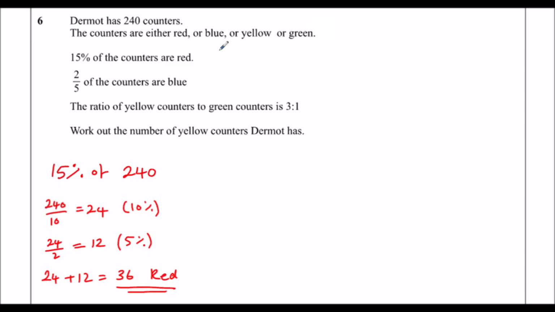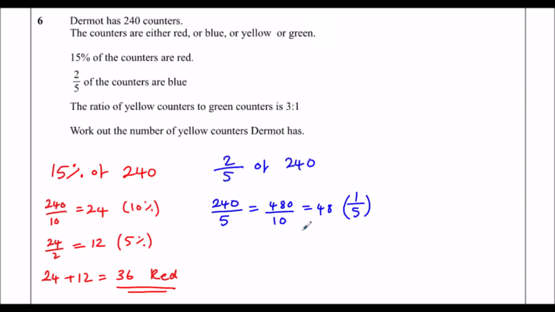So 36 red counters. 2/5 of the counters are blue. So 2/5 of 240. I can find 1/5 by dividing by 5. So 240 over 5 is the same as double top and bottom, 480 over 10, which is 48. So that's 1/5. 2/5 is, well, 2 times 48, which will be 96. So there are 96 blue counters.